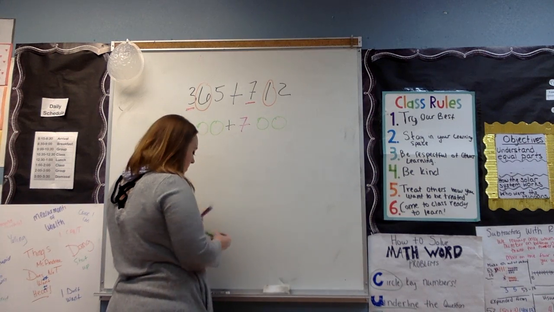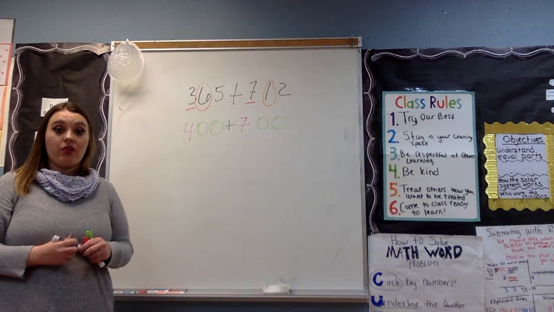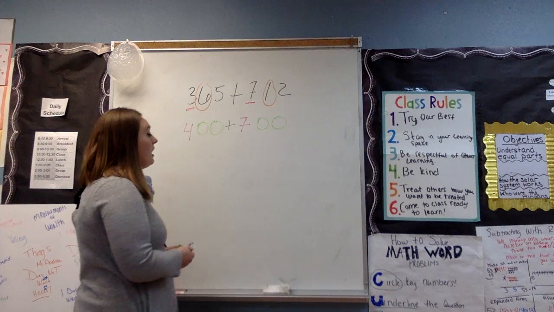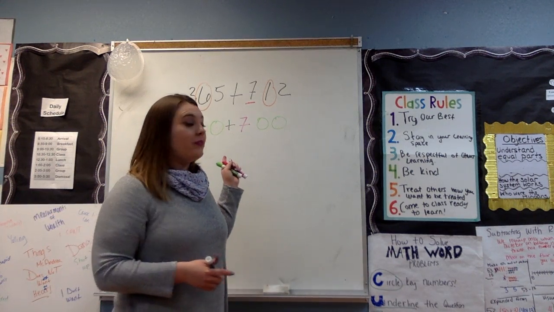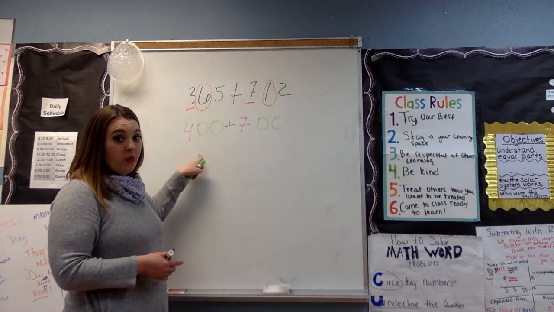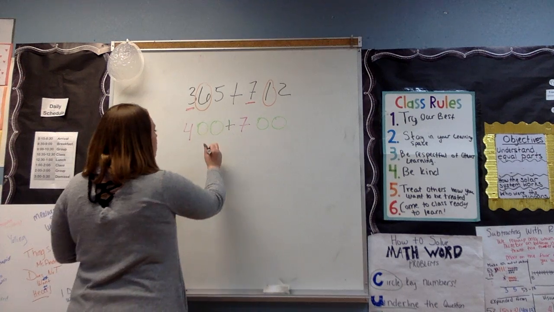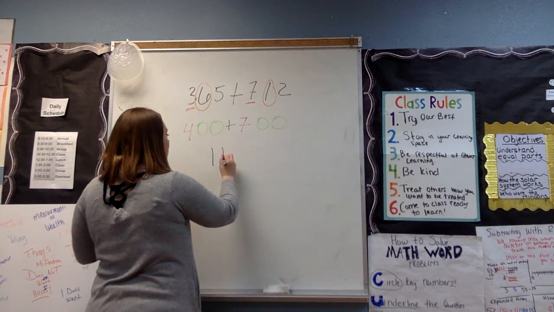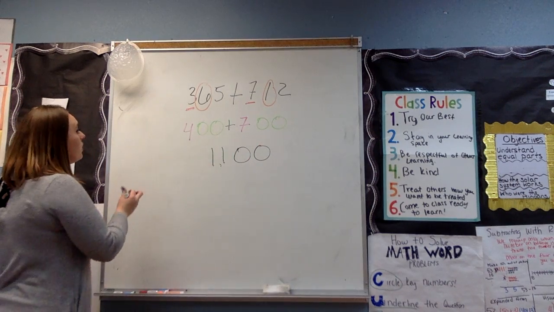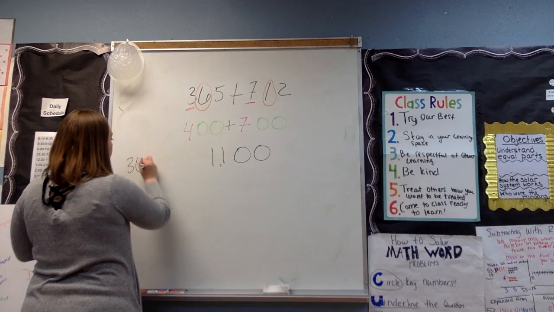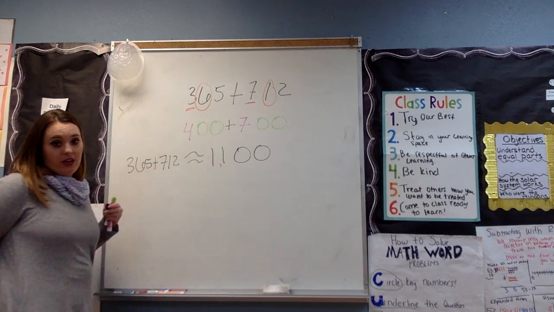All right? So now our question is 400 plus 700. If you remember you are making tens, you know that you're going to take 3 from this 4 to make that 1,000, and then you're going to be left with 100. So 400 plus 700 is 1,100, approximately. So 365 plus 712 is approximately 1,100.